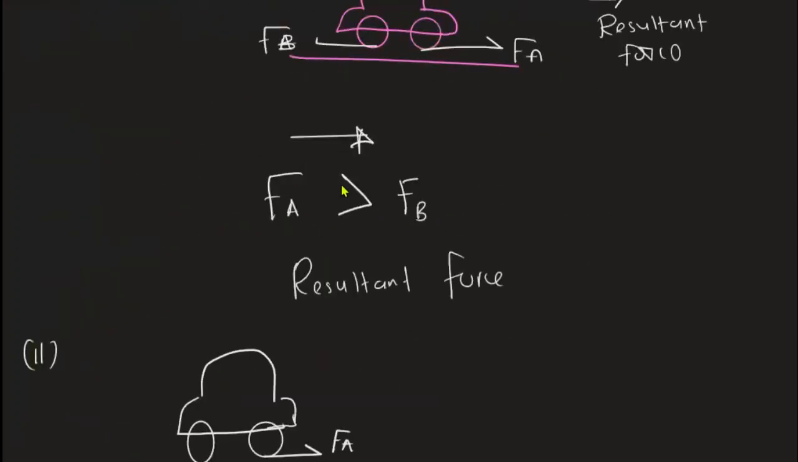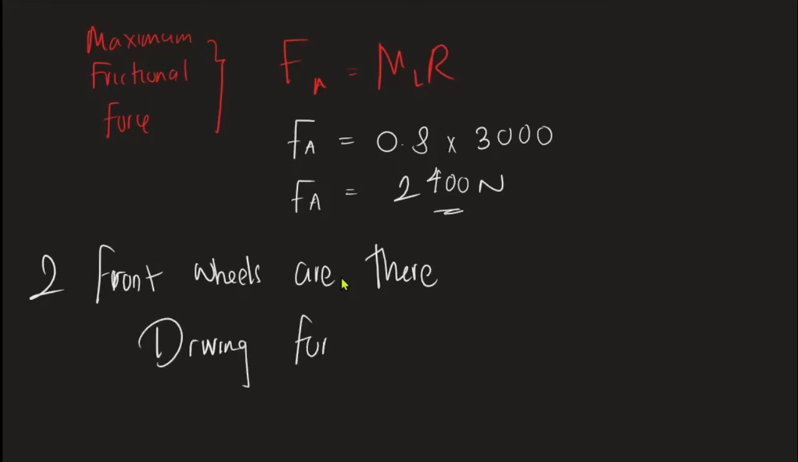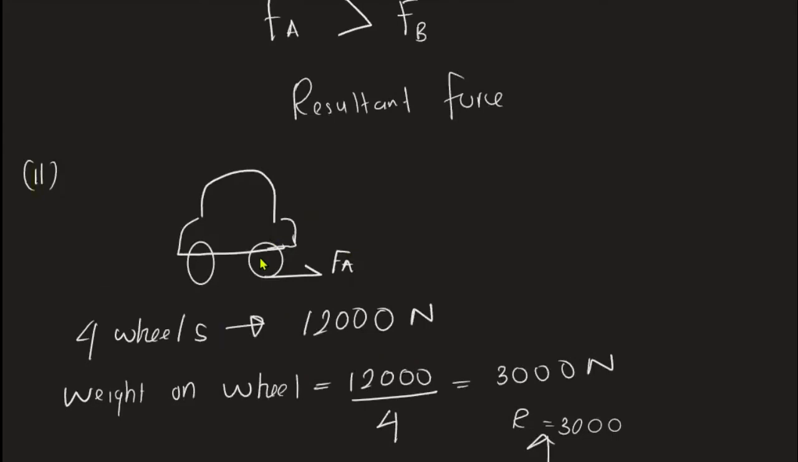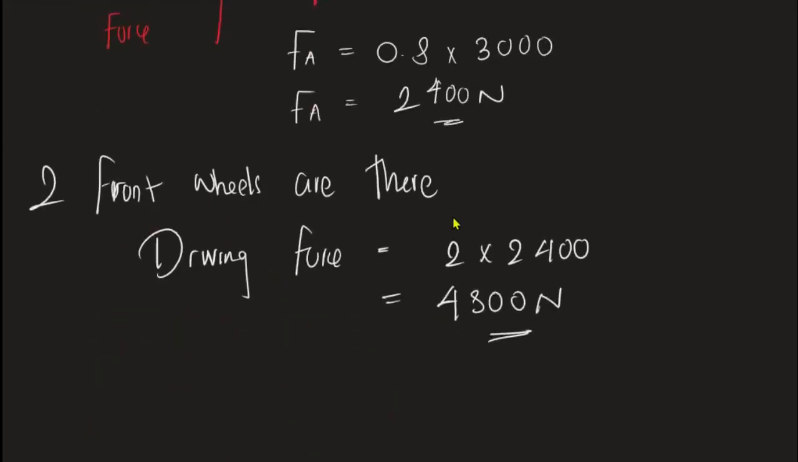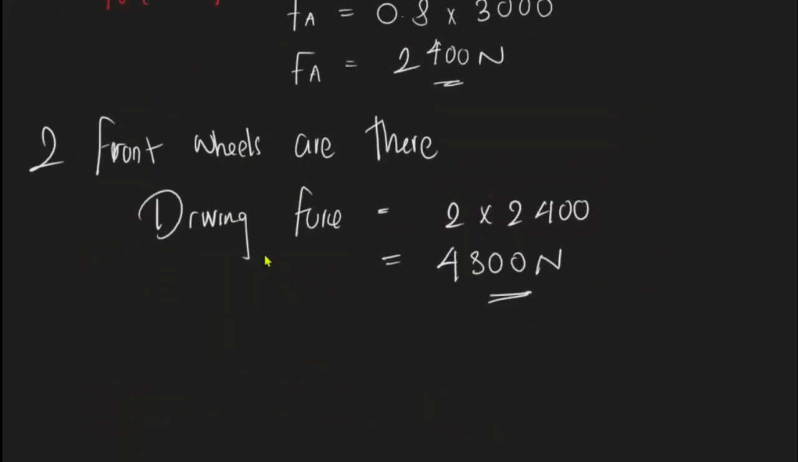But how many wheels are there? 2 front wheels are there, right? So we need to understand that there are 2 front wheels. So the driving force is going to be 2 into 2400 Newton, which is 4800 Newton, right? Because both these tires are connected to the engine, the driving force acting on one tire is 2400. Therefore the driving force acting on both the tires is twice that, 4800 newtons, right?